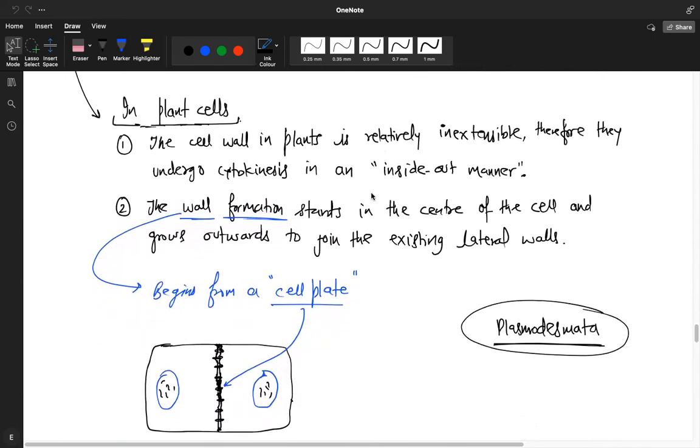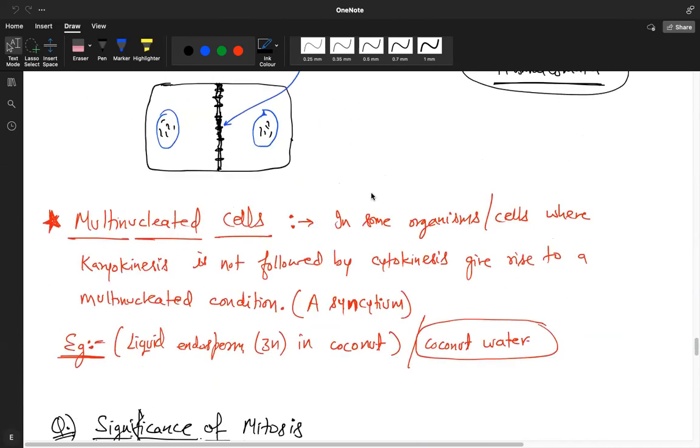In plant cells, the cell wall is relatively inextensible. Therefore, they undergo cytokinesis in an inside-out manner. The wall formation starts in the center of the cell and goes outwards to join the existing lateral walls, and this cell wall formation begins to form a cell plate.